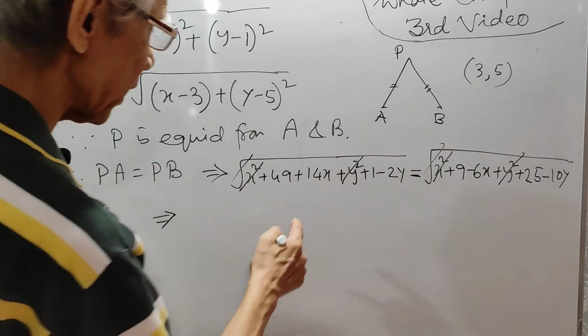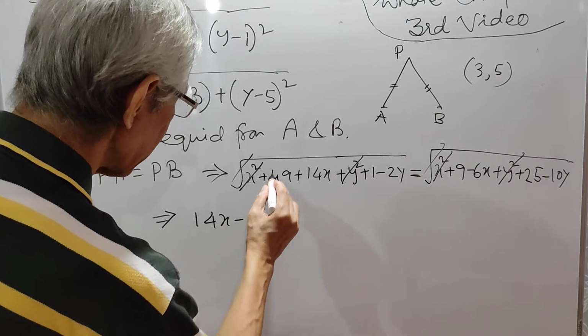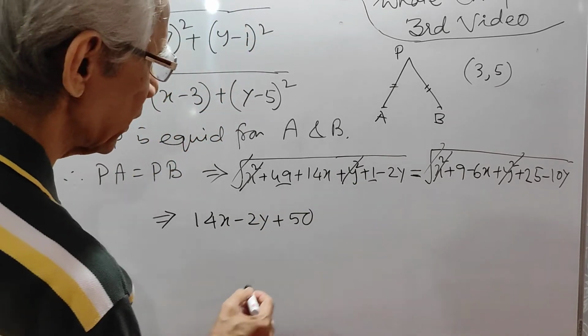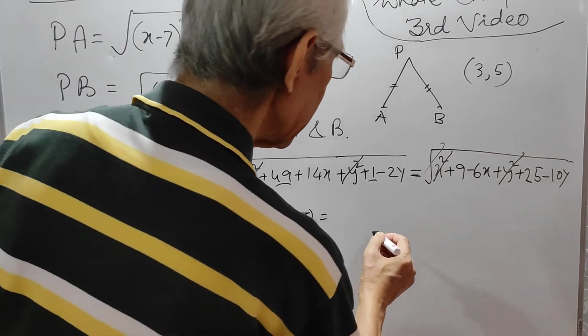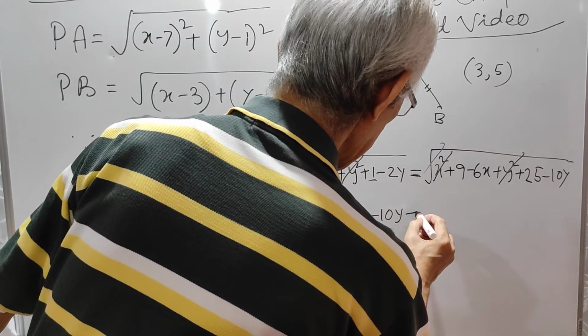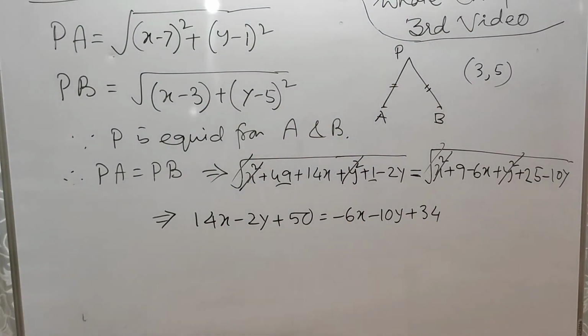So what will be left behind? 14x minus 2y plus 49 plus 150, isn't it? Equal to, this side what will remain? Minus 6x minus 10y, then plus 25, 9, 34. All right. So 14x minus 2y plus 50 is equal to that side. X squared is gone. So minus 6x minus 10y, then plus 34.